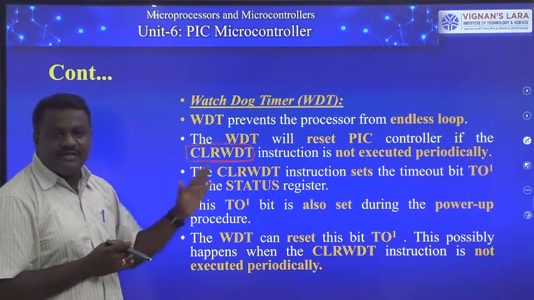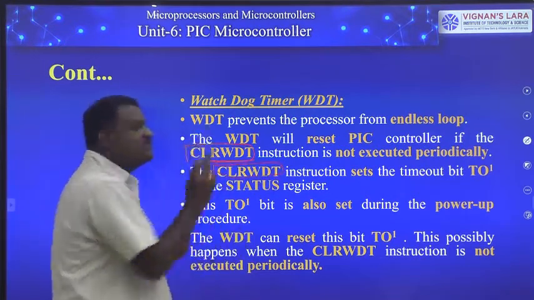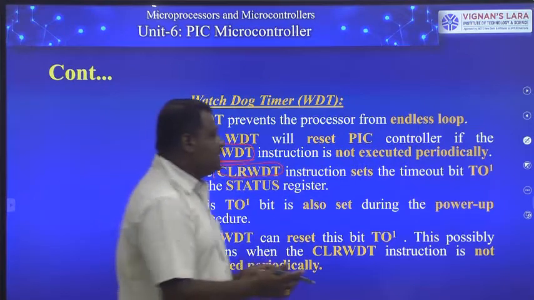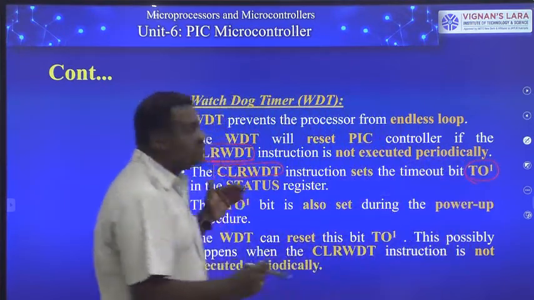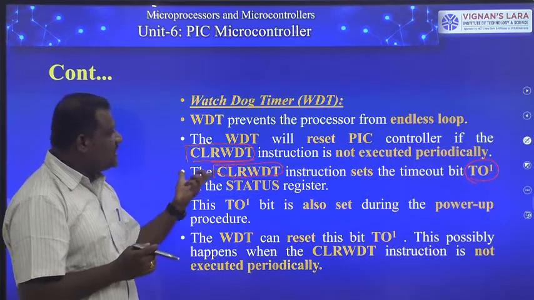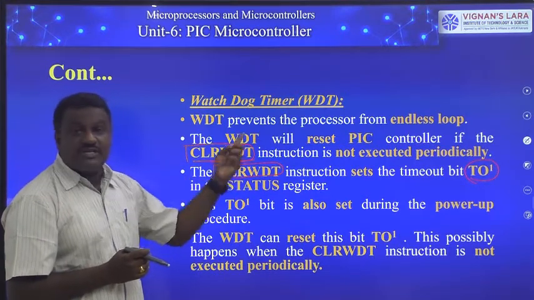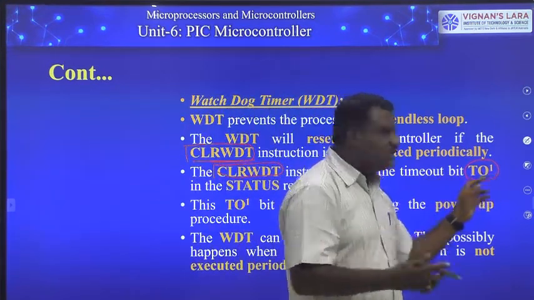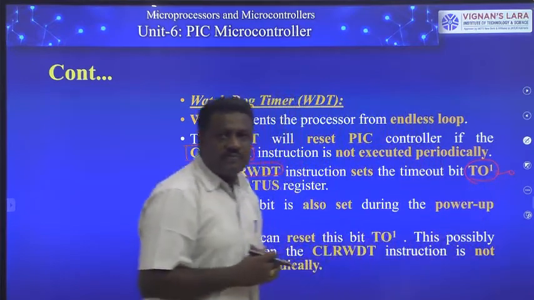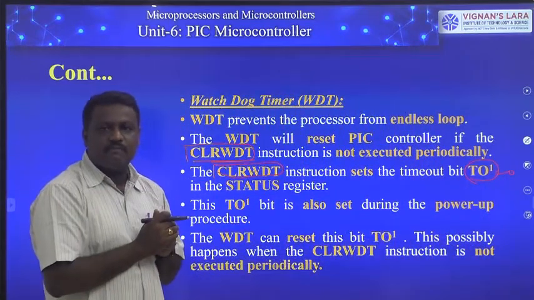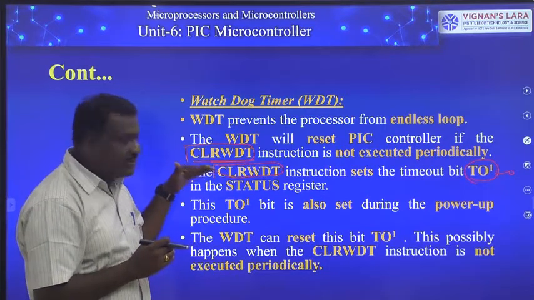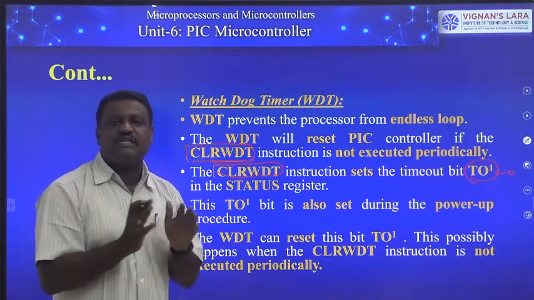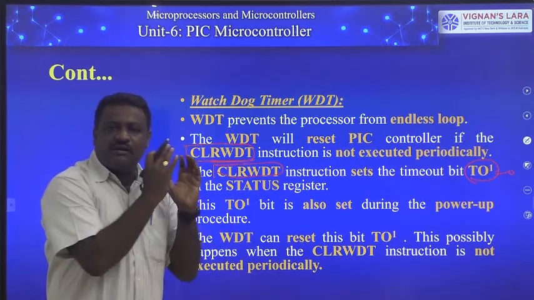The CLR WDT instruction. What is this? CLR WDT means clear Watchdog timer. The instruction sets the time out bit, that is TO bar, which is present in the status register. What can CLR-WDT do? The CLR-WDT instruction sets the timeout bit. The timeout bit is generally at low signal. It sets in the sense that TO bar is equivalent to 0. So the execution of the CLR-WDT instruction makes the timeout bit in the status register, TO bar, equal to 0. It can turn it on.